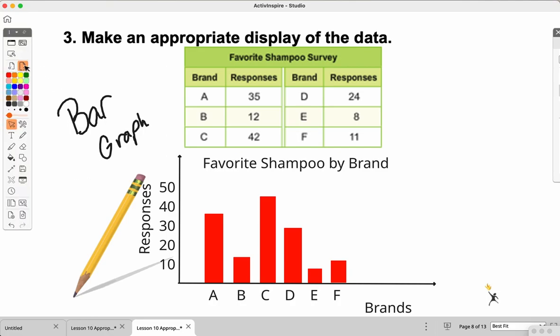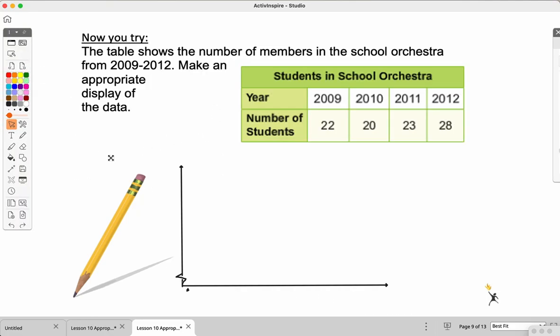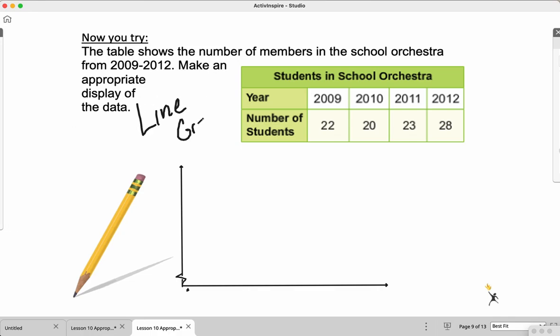What I want you to do now, we're going to do the same thing. Now you said earlier this was going to be a line graph. Okay, so now I want you to create that line graph and see what it would look like.